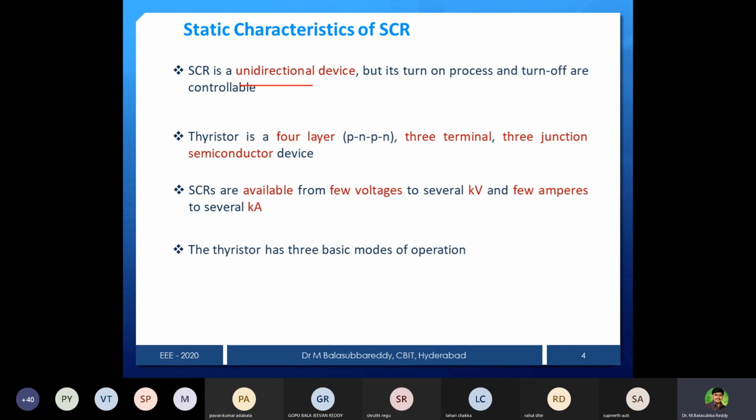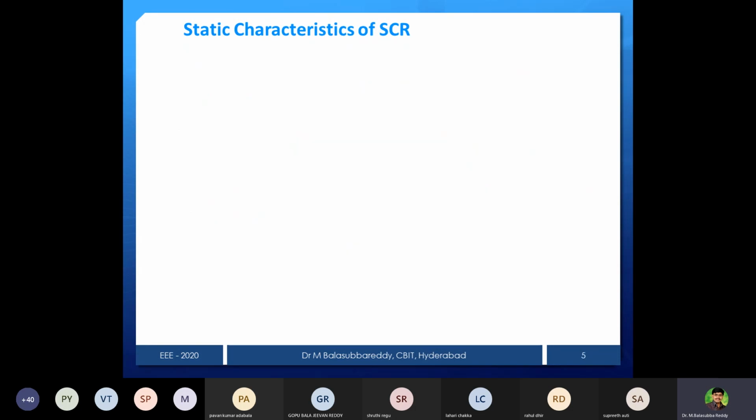There are basically three modes of operation. Normally a thyristor has three modes of operation. We'll see them one by one. So first you can see the forward blocking region, because while you are explaining the characteristics, there are three modes of operation you can explain, that's all.